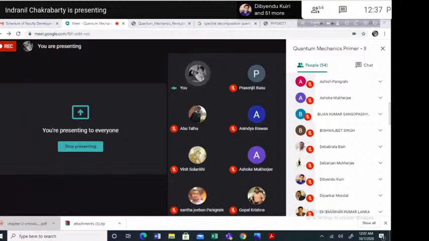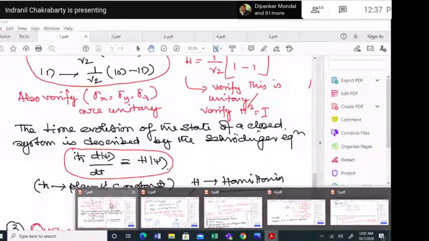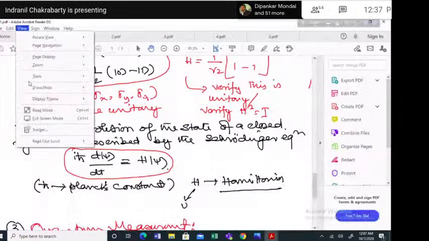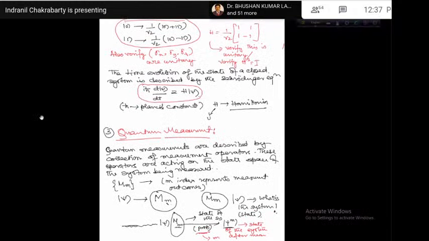Let us go back to it once again. So the time evolution of the state of a closed system is described by the Schrodinger equation, and the Schrodinger equation is given by i h-bar d psi/dt is equal to H psi, where h-bar is the Planck's constant and H is the Hamiltonian of the system.